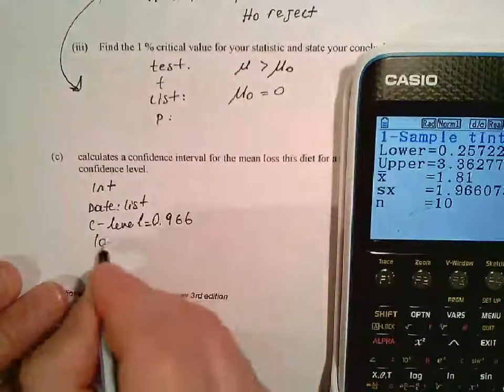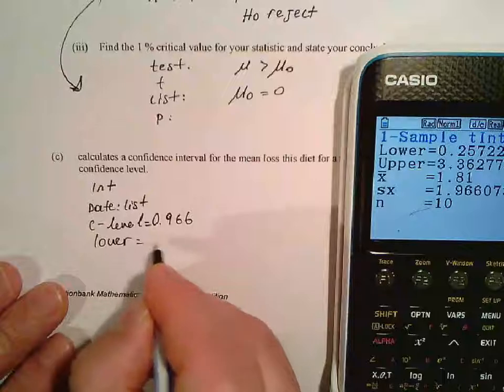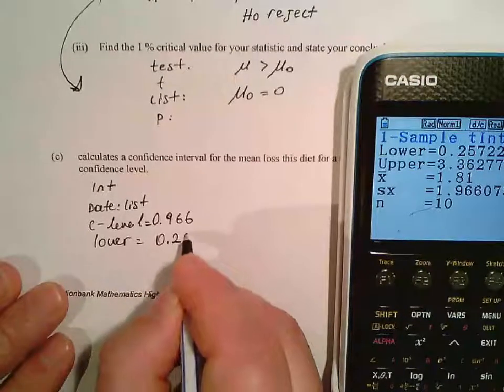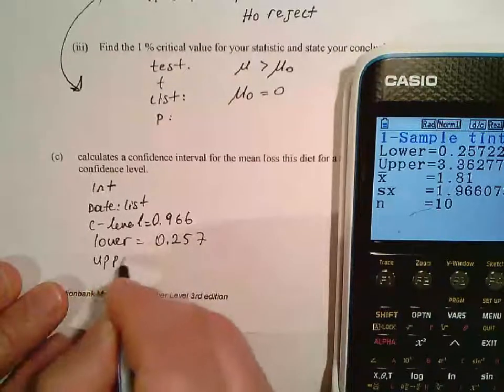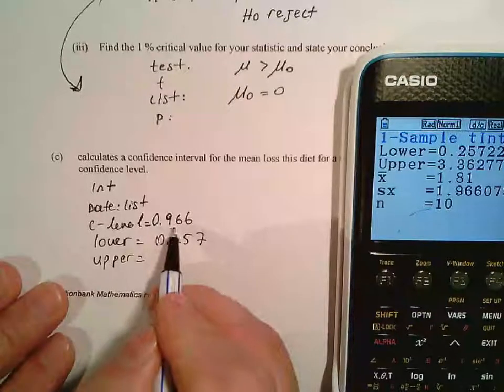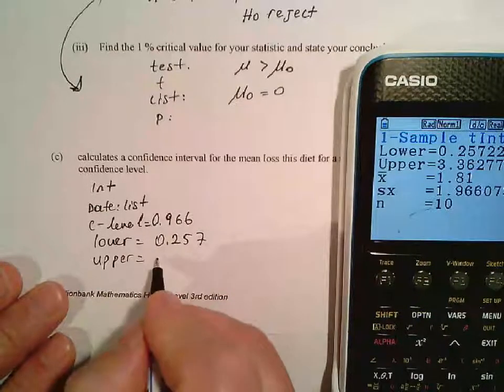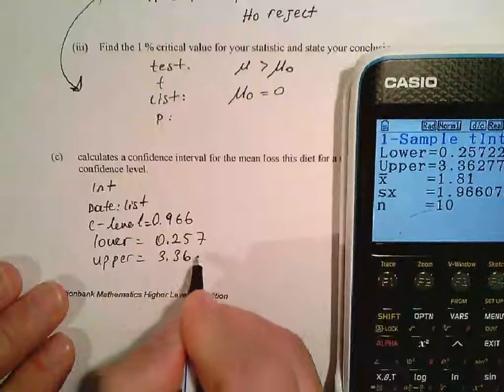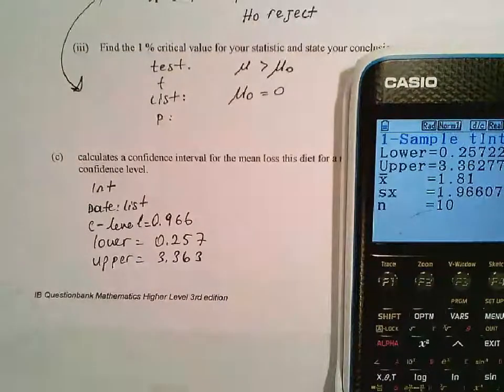The lower one is equal to 0.257. This is your confidence interval for 96.6%, 3.363. That's it. I hope it's understood.